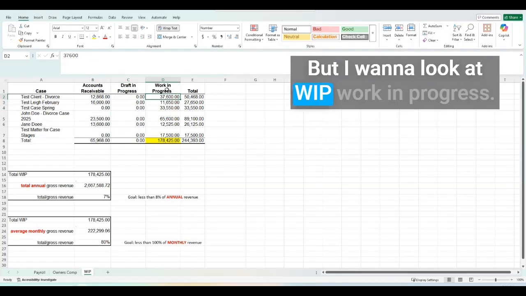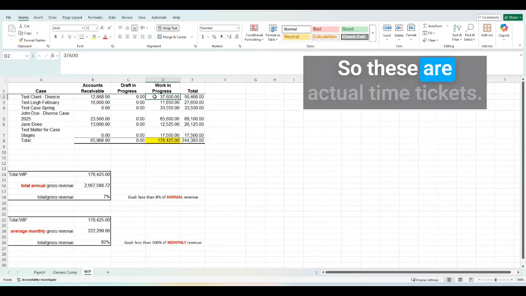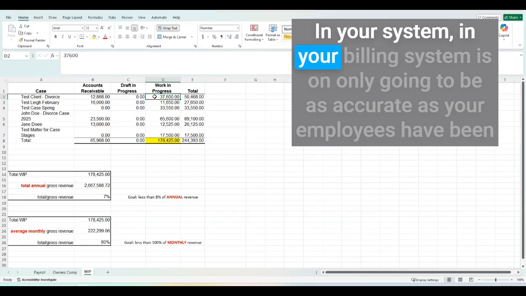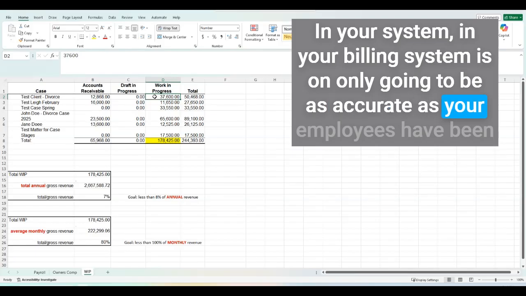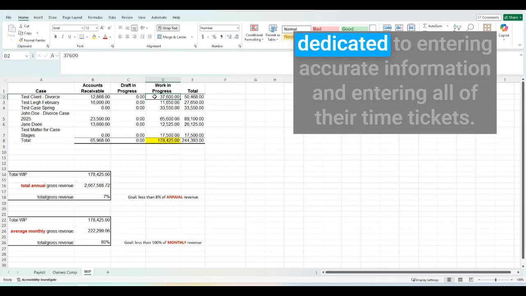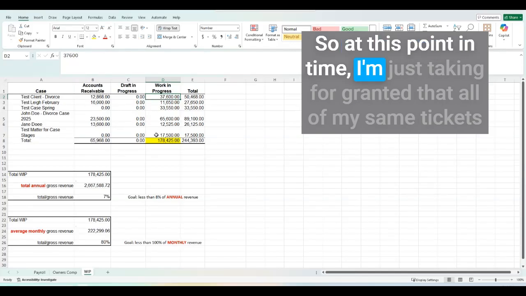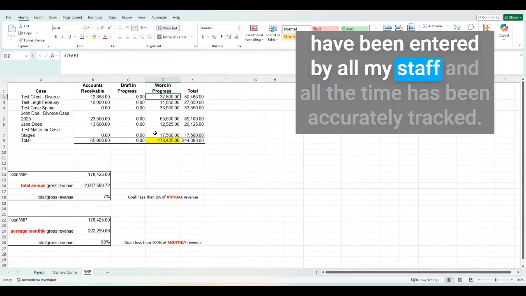But I want to look at WIP, work in progress. So these are actual time tickets. Now, a couple things to note here is that the WIP in your billing system is only going to be as accurate as your employees have been dedicated to entering accurate information and entering all of their time tickets. So at this point in time, I'm just taking for granted that all of my time tickets have been entered by all my staff and all the time has been accurately tracked.